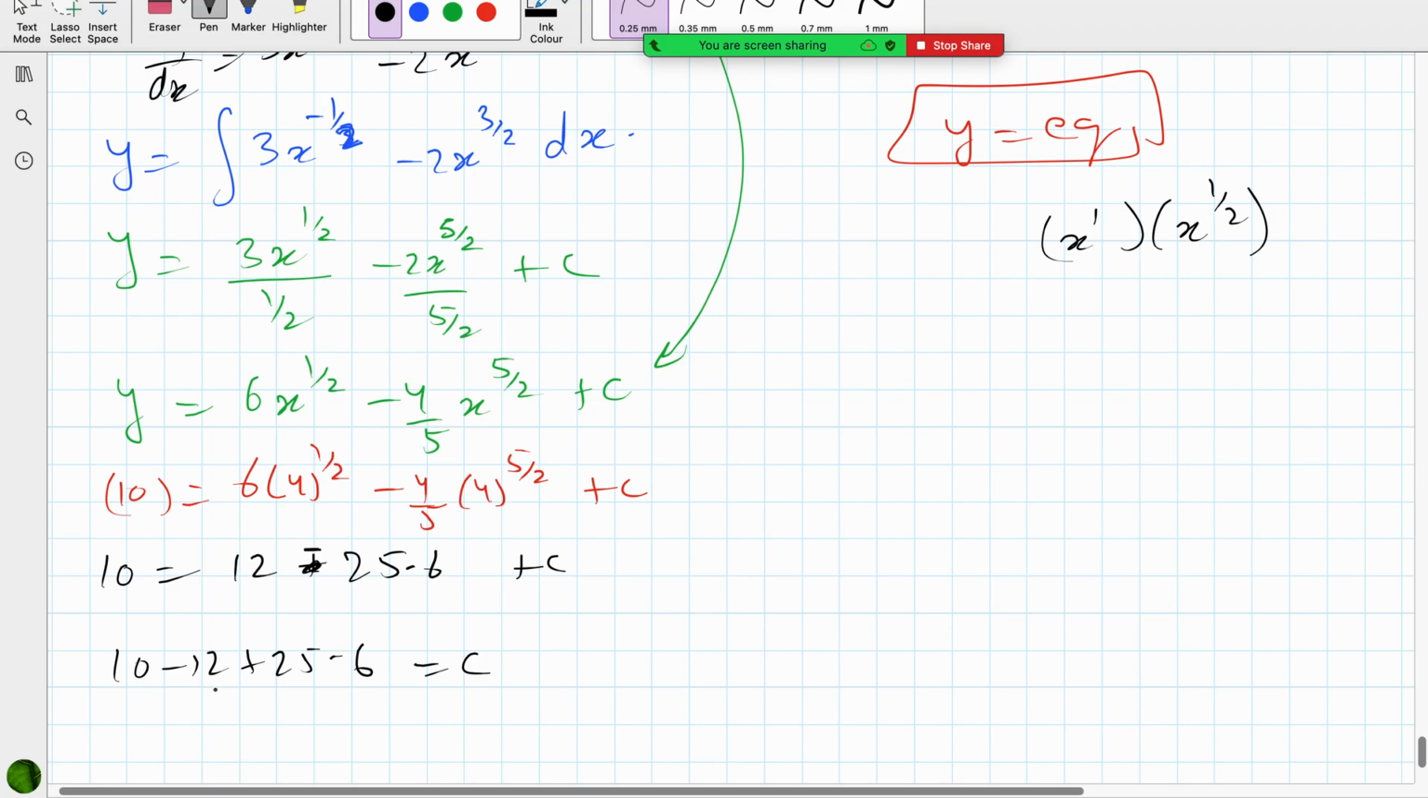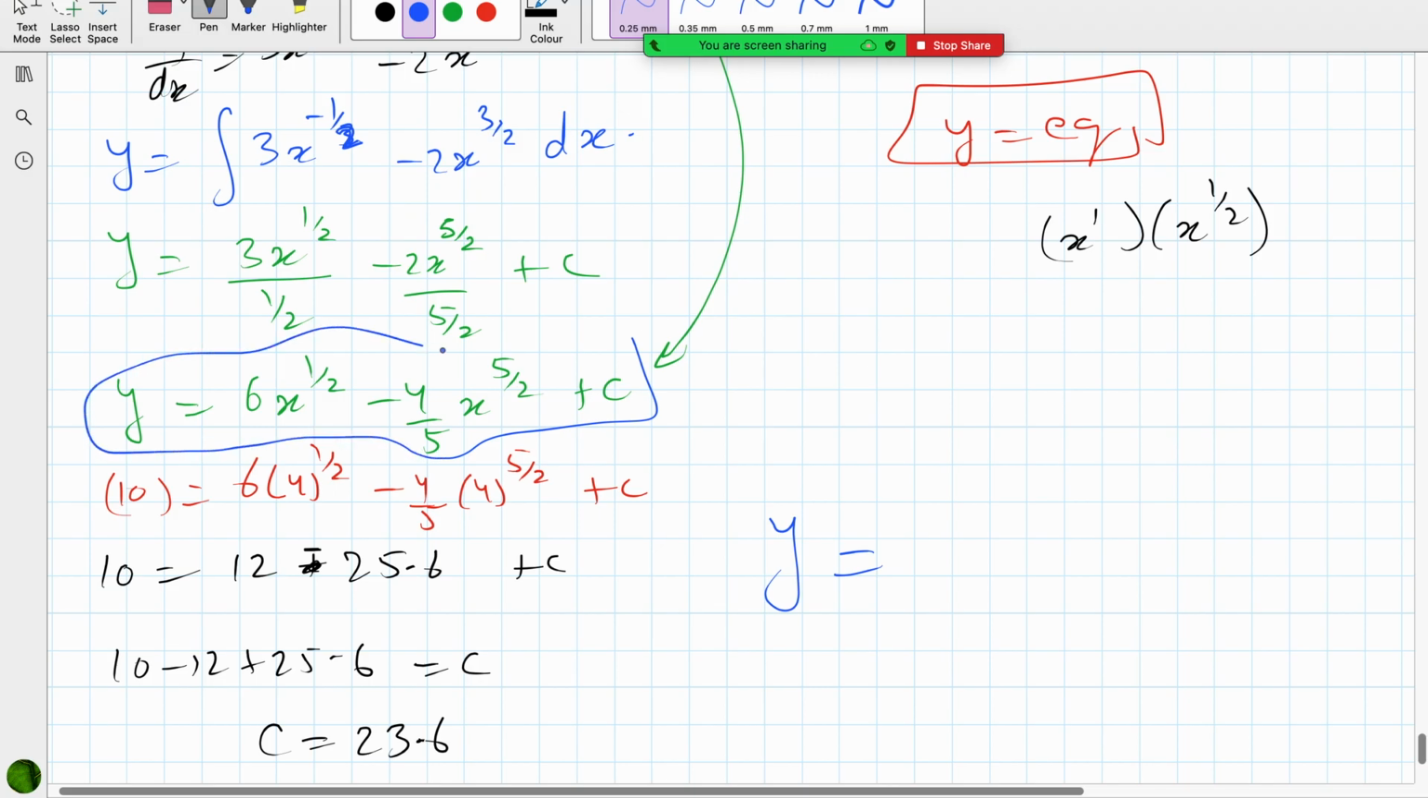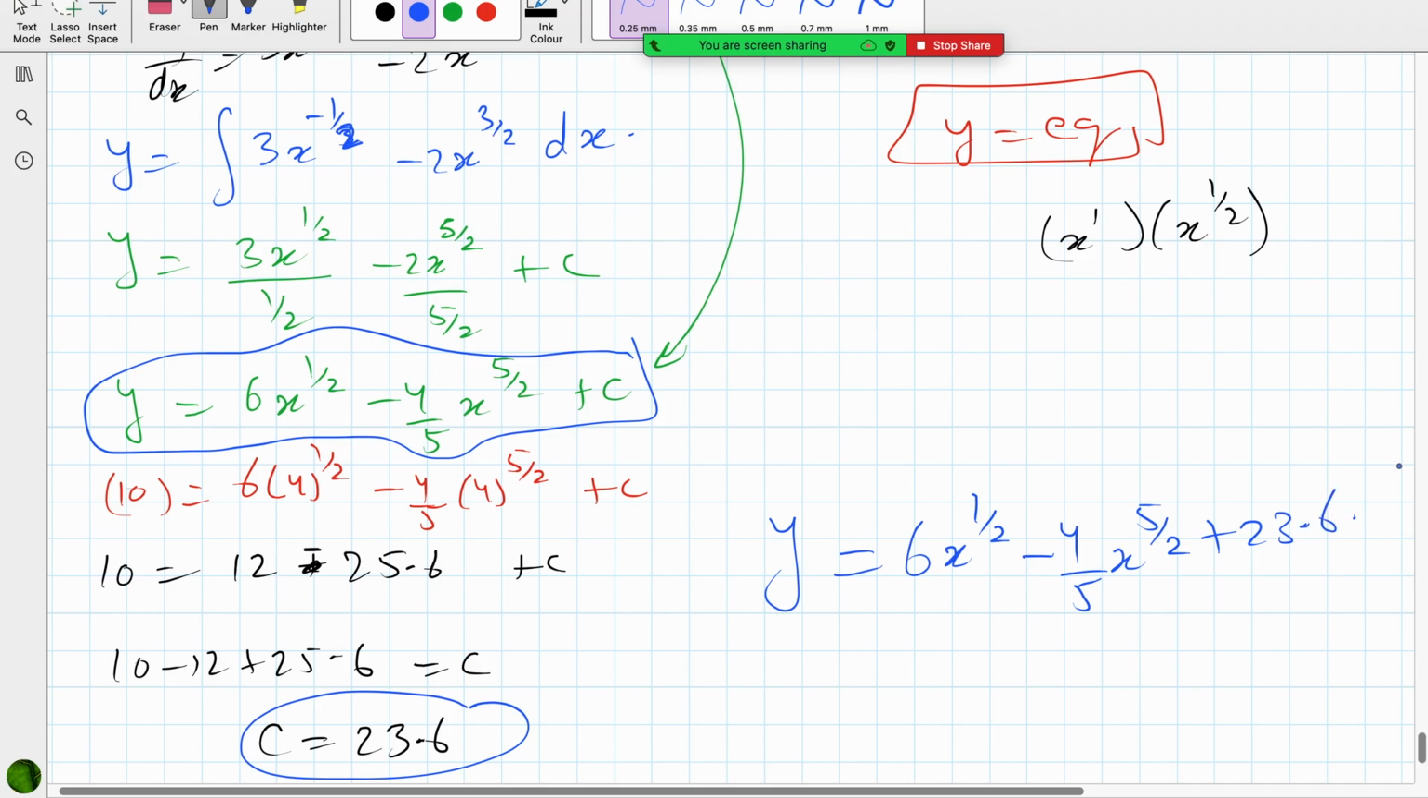And we get 23.6. And the final step, y is equals to, I'm using this part, y is equals to 6x^(1/2) minus 4/5 x^(5/2), and value of c is 23.6. Done.